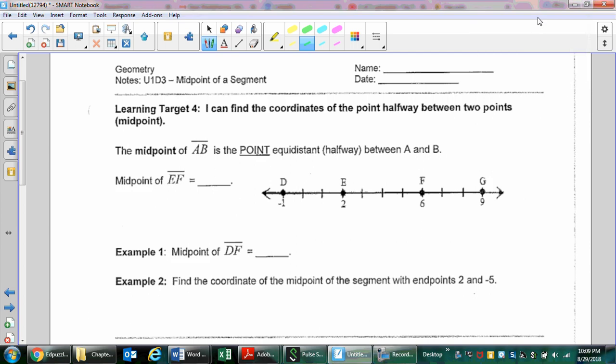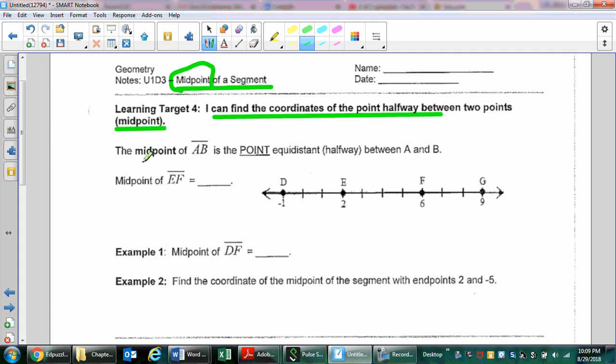Today we're going to do Unit 1, Day 3, and the topic for Unit 1, Day 3 is going to be midpoint of a segment. So we went over segment addition, now we're talking about midpoint. So this is really the key word, midpoint. And your learning target will be you will be able to find the coordinate of the point halfway between 2 points, which is called the midpoint.